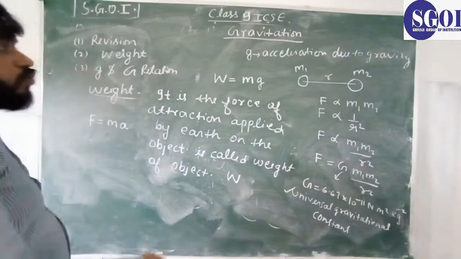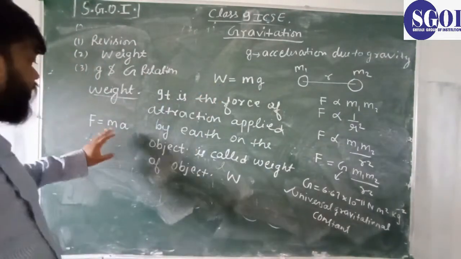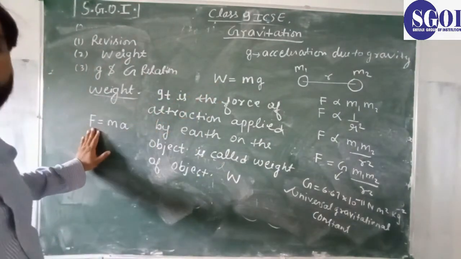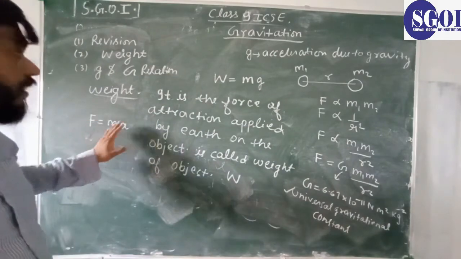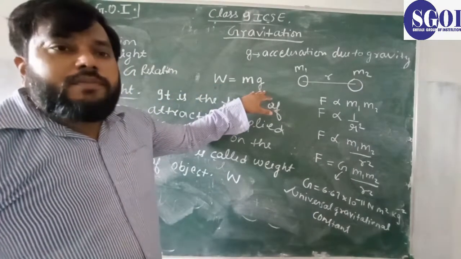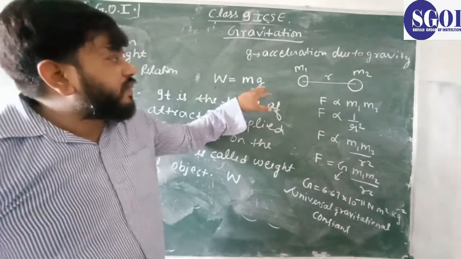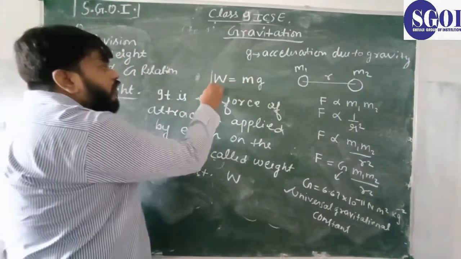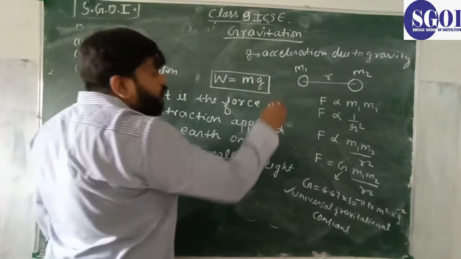So the formula for weight, which is a force, is similar to the formula from Newton's second law, F is equal to ma. This is W equal to m into, in place of a, acceleration due to gravity, that is g. So the formula for weight is W equal to m into g.